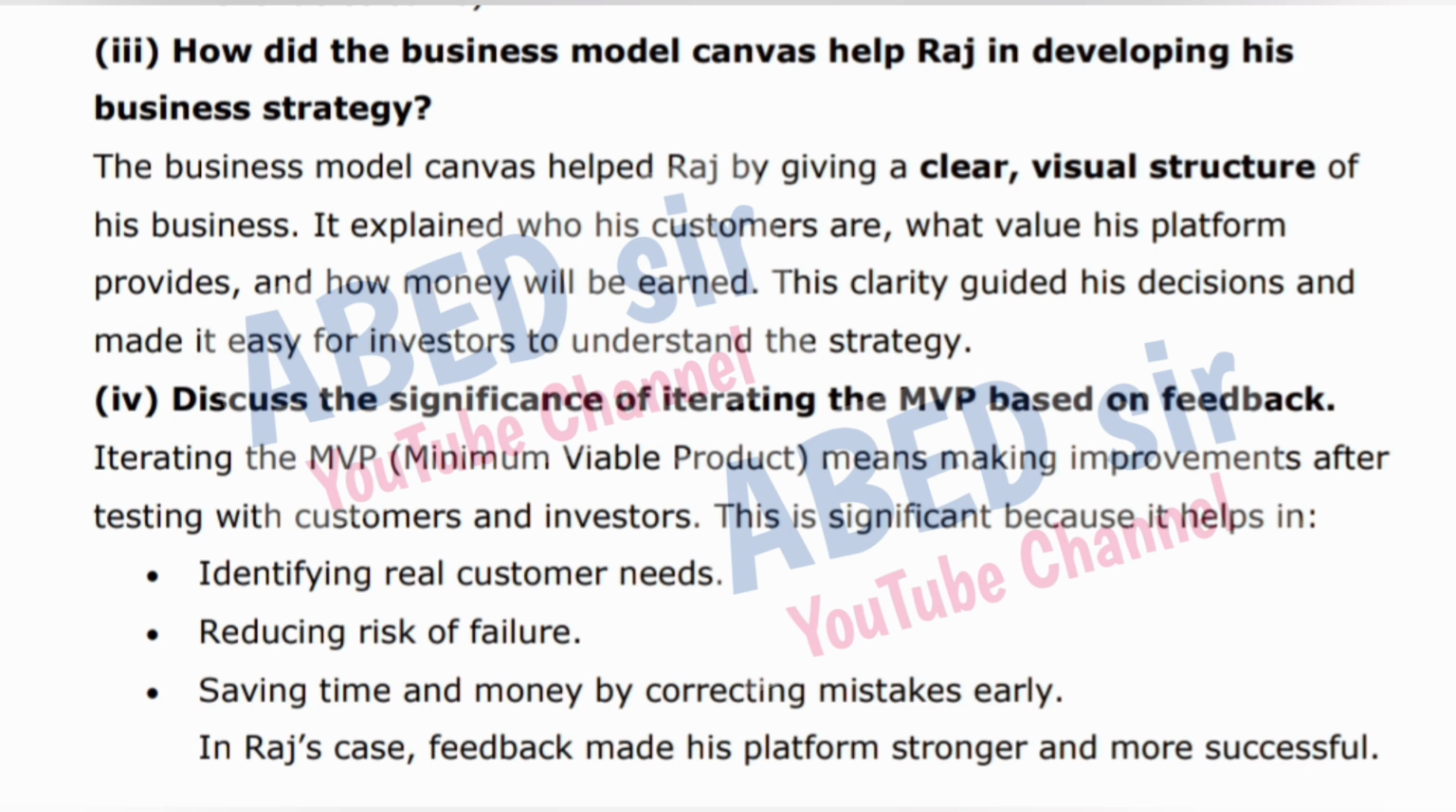4. Discuss the significance of iterating the MVP based on feedback. Iterating the MVP, minimum viable product, means making improvements after testing with customers and investors. This is significant because it helps in identifying real customer needs, reducing risk of failure, and saving time and money by correcting mistakes early. In Raj's case, feedback made his platform stronger and more successful.